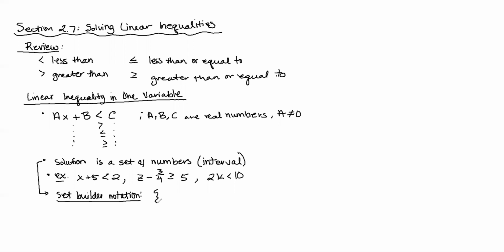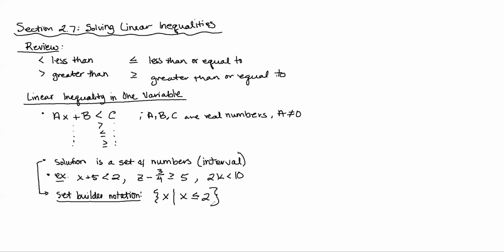So we're going to have curly brackets. We're going to have an x, and that's always just going to be whatever variable you're working with. So if it were the second one up here, we'd put a z right here. This vertical bar, which I'll explain what it means in a second. And then whatever we get for the solution. So x, let's say less than or equal to 2.